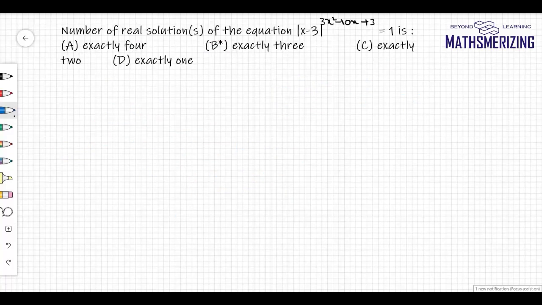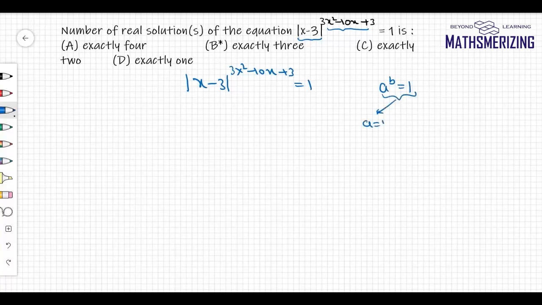So the question is, find the number of real solutions of the equation mod of x minus 3 to the power 3x square minus 10x plus 3 is equal to 1. So I'll write the equation. Which is mod x minus 3 to the power 3x square minus 10x plus 3 is equal to 1. Now any equation of the form a to the power b equals 1, then either a is 1 or b is 0 and a is unequal to 0.